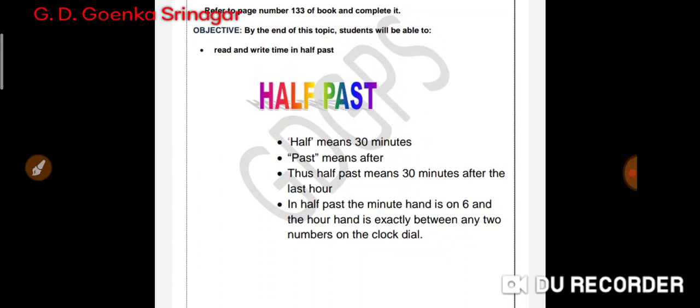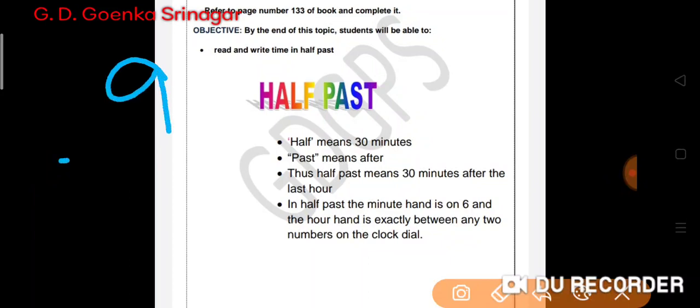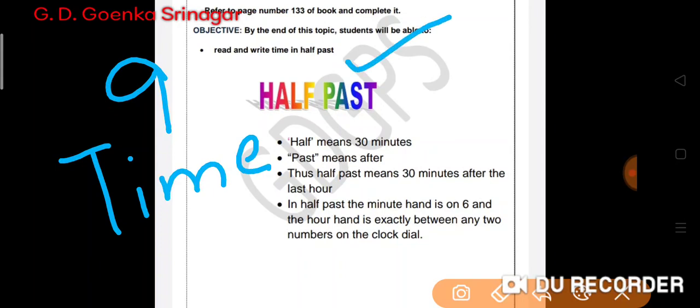Dear Goenkans, as you know that we are doing our chapter number 9, that is time. And today in this class, we will learn to read and write the time in half past. So refer to your mathematics book on page number 133. So dear Goenkans, half means 30 minutes.